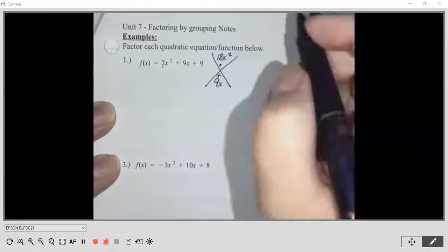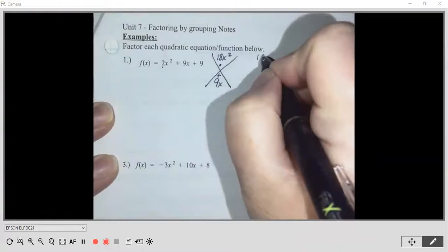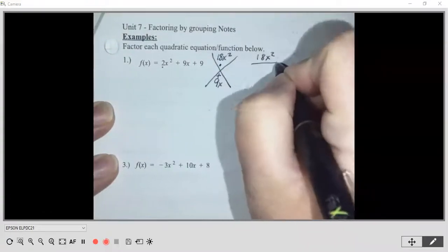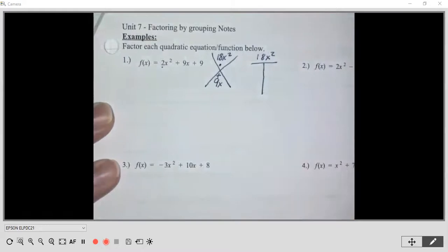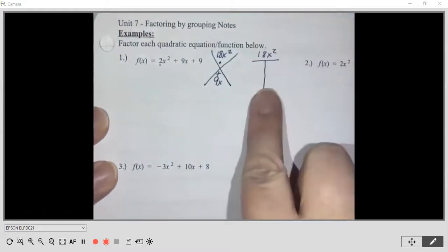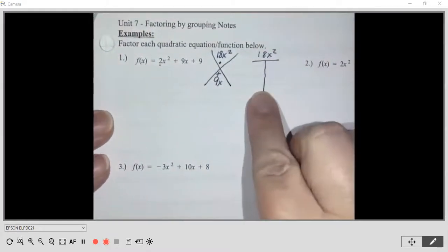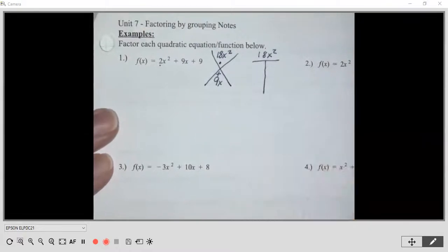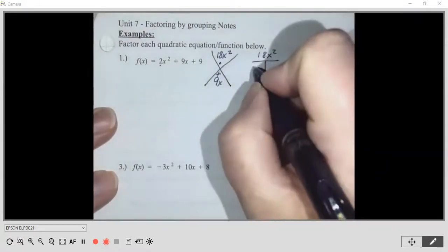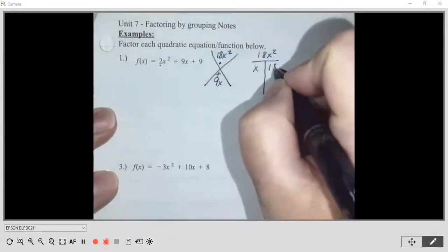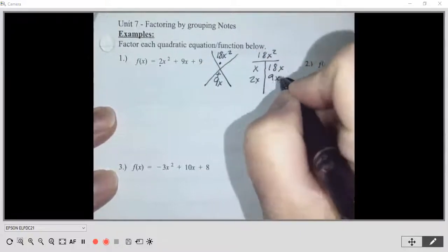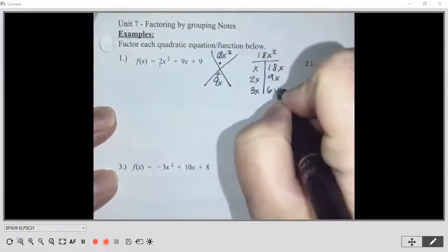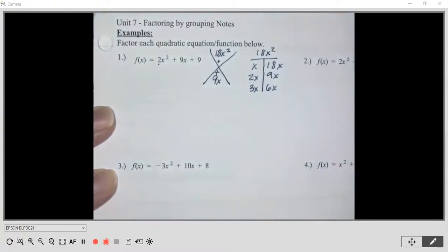So I'm going to make a table of factors just as a visual aid. And some of you can do this in your head, and that's fine. If you can do it in your head, you do not need to make this list, but it is helpful. It eliminates some guess and check, especially when you get to the negatives. So the factors of 18x squared would be 1x times 18x, or 2x times 9x, or 3x times 6x. So which of those pairs will add up to 9x?